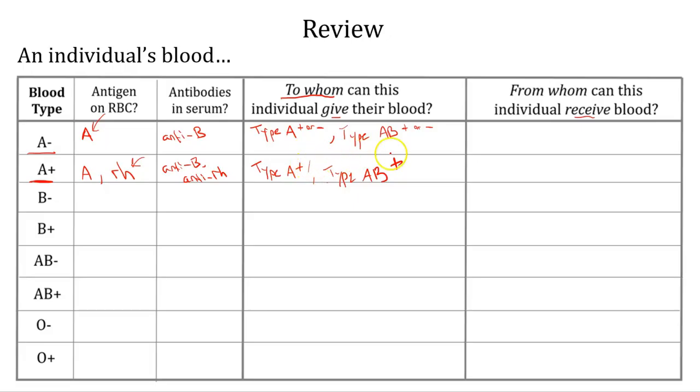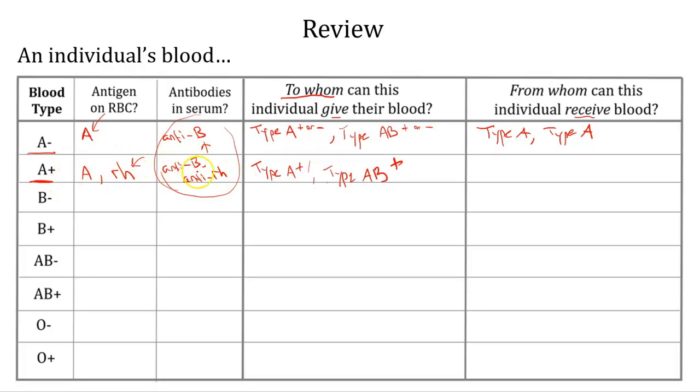Okay, now on the other side, from whom can this individual receive? So when you think about from whom can they receive, you have to think about the antibodies that are in their serum protecting them. So you couldn't give them any blood type that has a B on it for the A negative. So you could receive from type A, and you can receive from type O, but you can't receive from type B or type AB because they have the B, and you've got the anti-B antibodies.